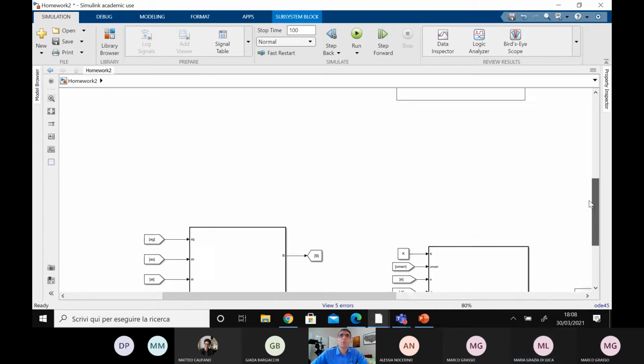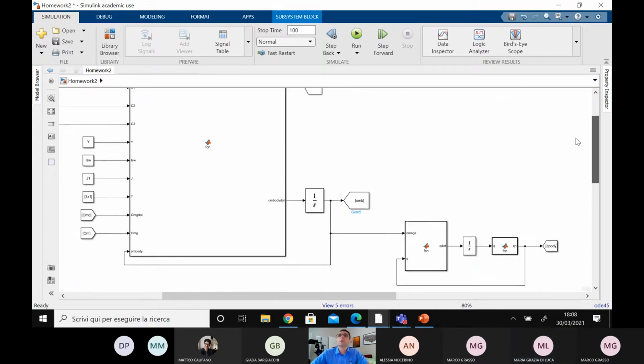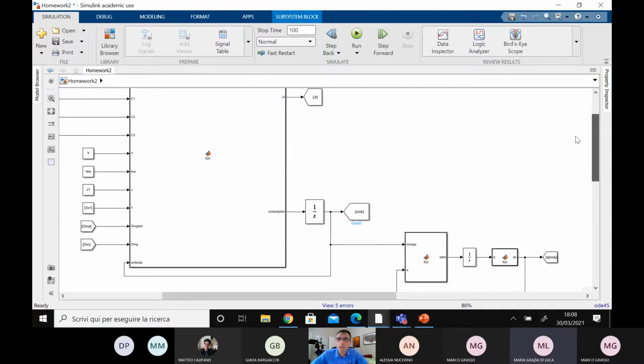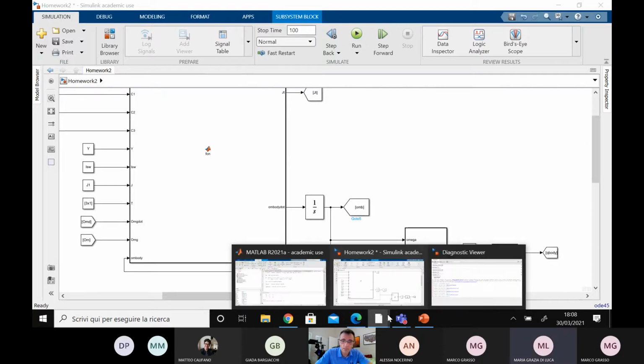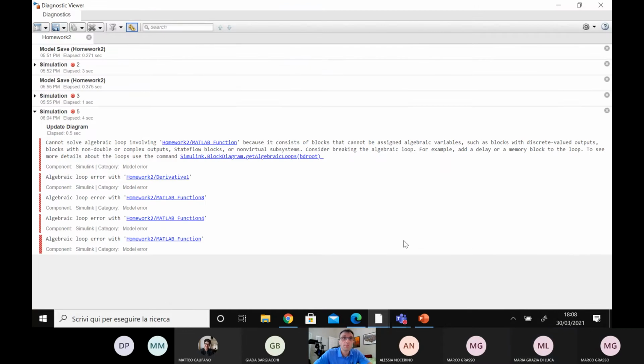Anyone online is free to comment if they have any ideas. I'm trying to find why it's complaining. Can we look at the other errors too? Yes. Okay. Function A, algebraic loop error. So it's not just there. Function 8, function 4.